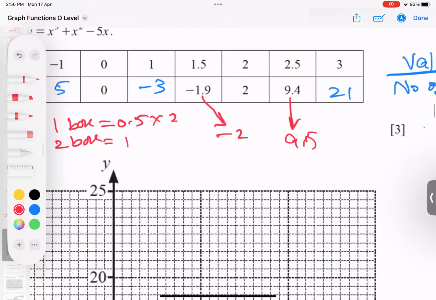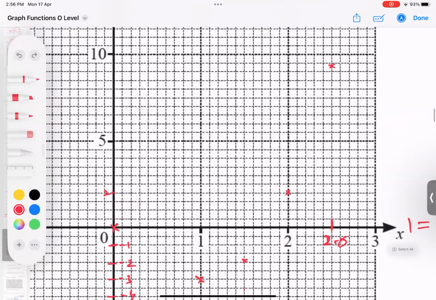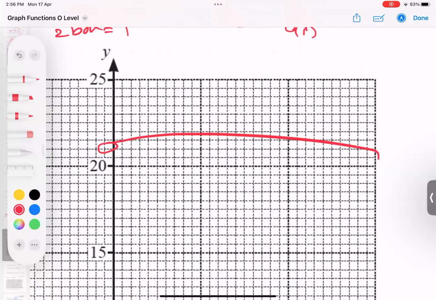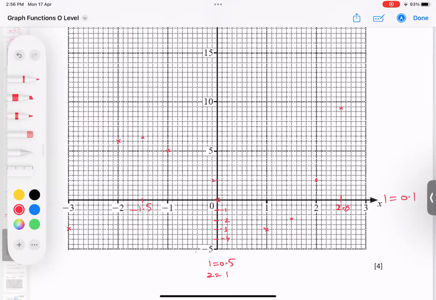Okay, done. Last part, 3, 21. X is 3, y is 21. X 3 is at the boundary limit here, boundary point. And 21 is where? 2 boxes above is 21 here. I hope the point is very clear. Alhamdulillah. And I tell you one thing.